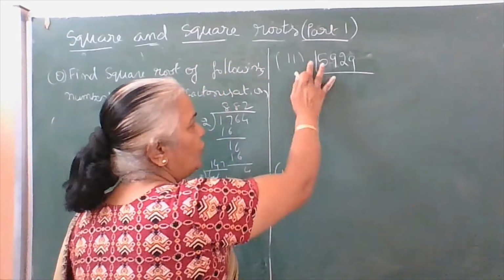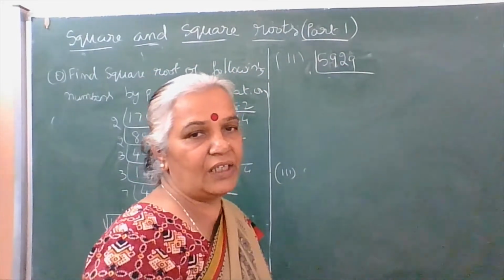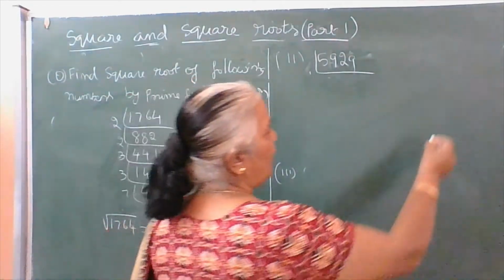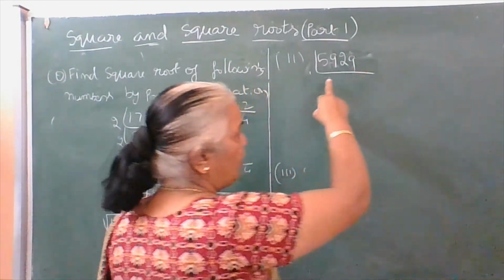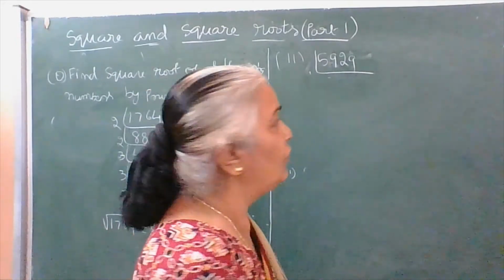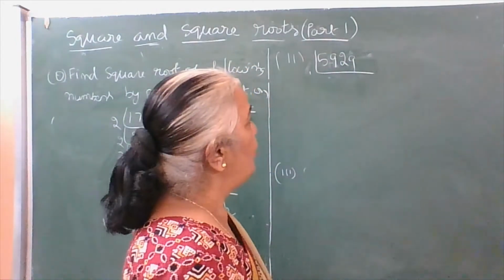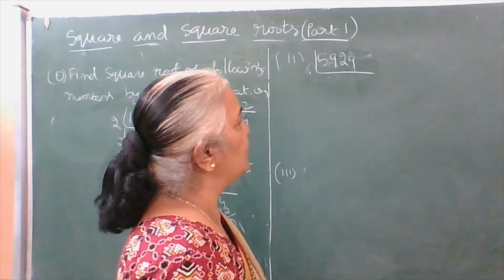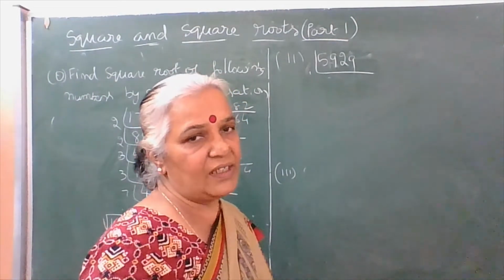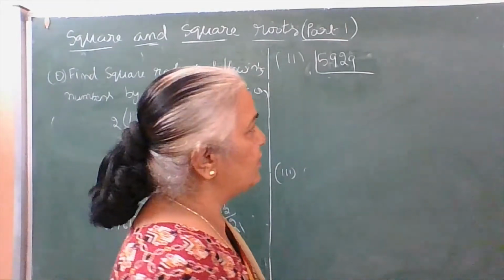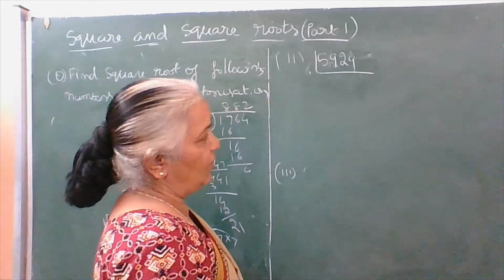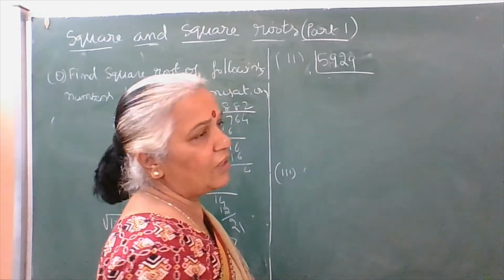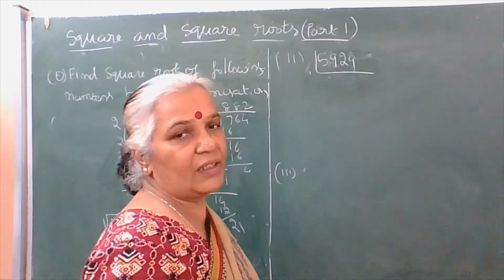Now the next number which is there on the board is 5929. Since this number is ending with 9, it is not divisible by 2. Then I will find out whether it is divisible by 3. You have to add all the digits. 5 plus 9 is 14, 14 plus 2 is 16, 16 plus 9 is 25, so it is not divisible by 3. Then it is not divisible by 5 also, because it is not ending with 0 or 5.